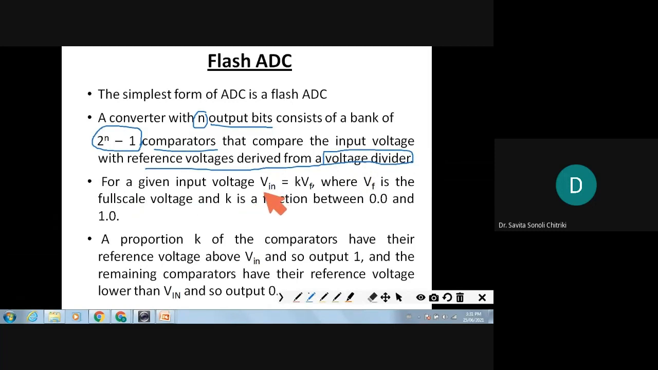For a given input voltage, V in is K times Vf, where Vf is the full scale reference voltage and K is the fraction between 0.0 and 1. The proportion K of the comparators have their reference voltages above V in, and so the output is 1. The remaining comparators have their reference voltages lower than V in, and so the output is 0. Like this, each voltage is compared and either 1 or 0 is generated.